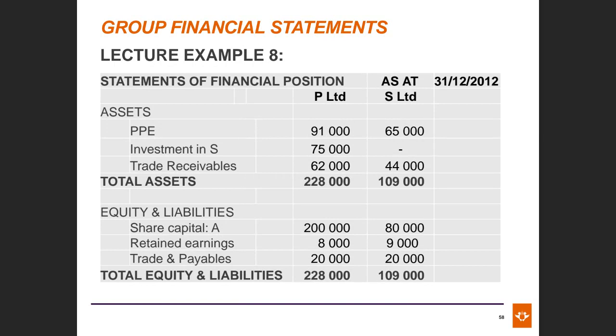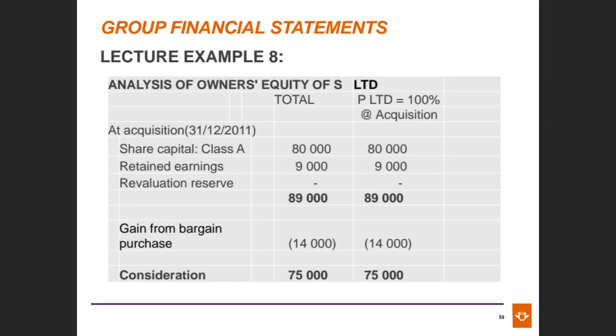So here you'll see we have a column for P Limited. That is the assets, liabilities, and equity in its separate statements. Then we have S Limited, which has assets, liabilities, and equity in its own statement. So now we need to consolidate these two companies. So let's have a look.